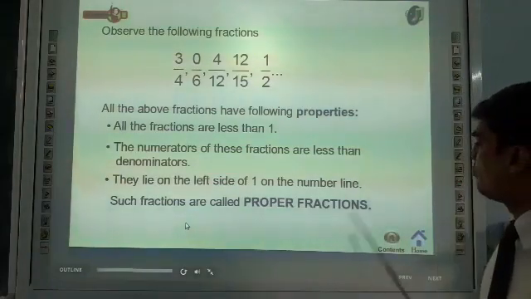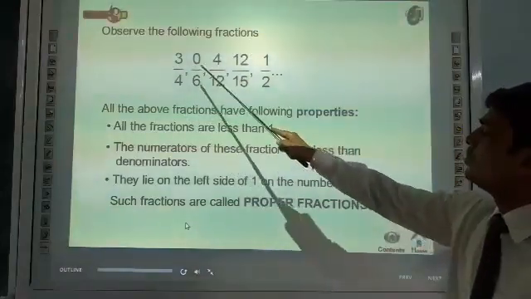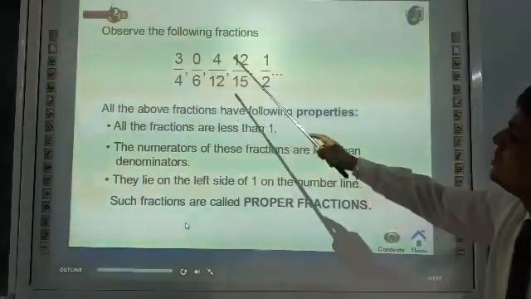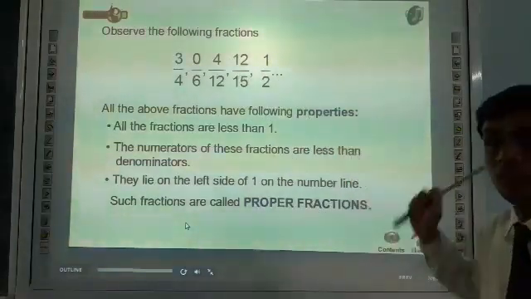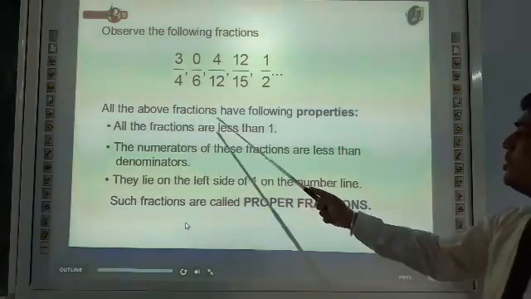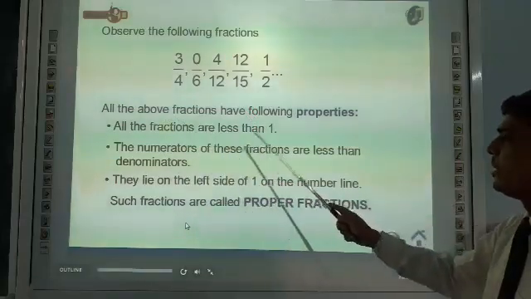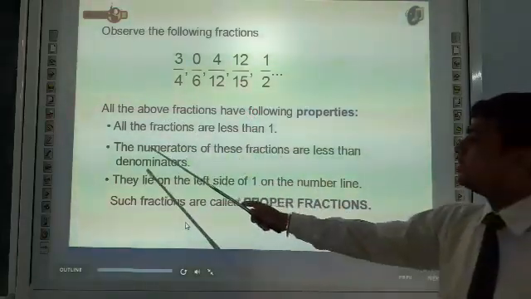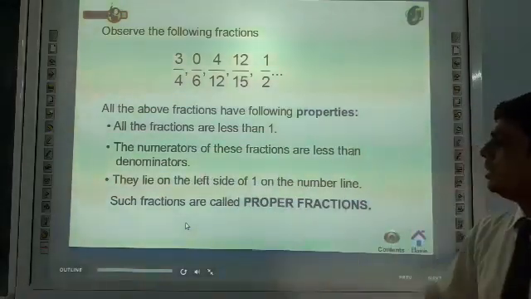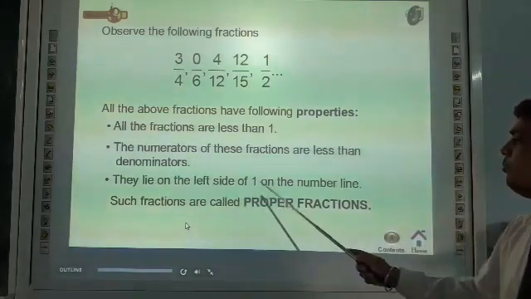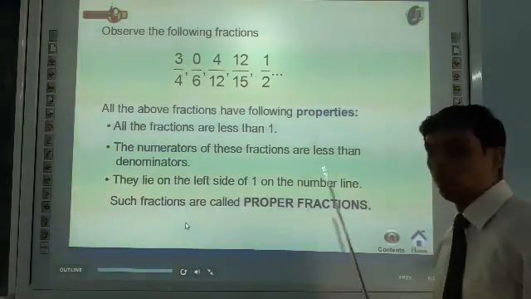Next topic, proper fractions. Look at this. Observe the following fractions: 3 upon 4, 0 upon 6, 4 upon 12, 12 upon 15, 1 upon 2 and so on. All the above fractions have the following properties. First, all the fractions are less than 1. Second, the numerators of these fractions are less than the denominators. Third, they lie on the left side of 1 on the number line. Such fractions are called proper fractions.